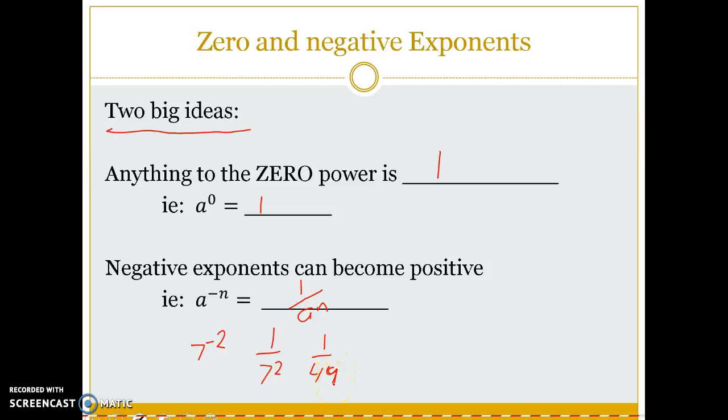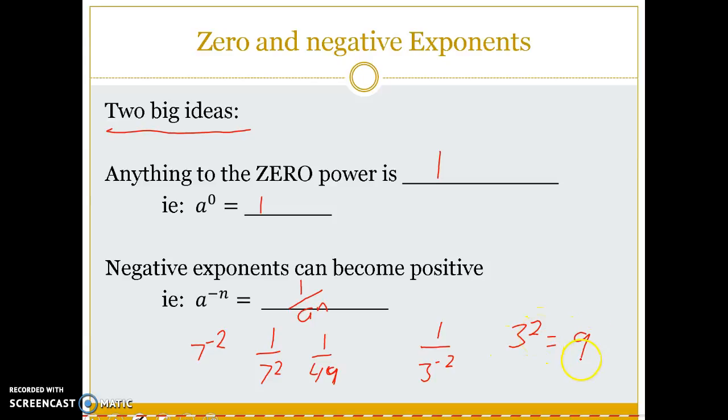The other thing that is true is this. If I have 1 over, let's say, 3 to the negative second power, well, if it's negative and it's on top, I can move it to the bottom and it becomes a positive exponent. If it's negative and it's already on the bottom, then I can move it to the top and it becomes a positive exponent. That's 3 squared.